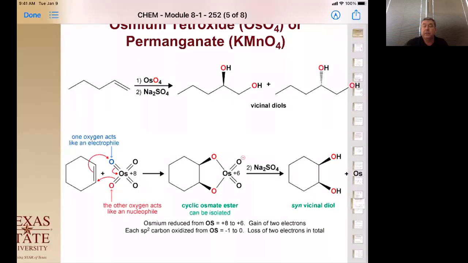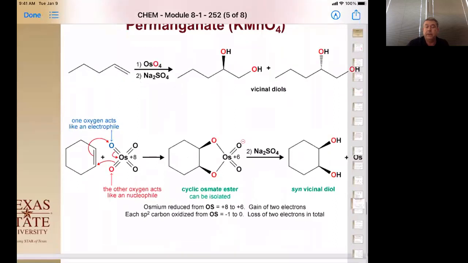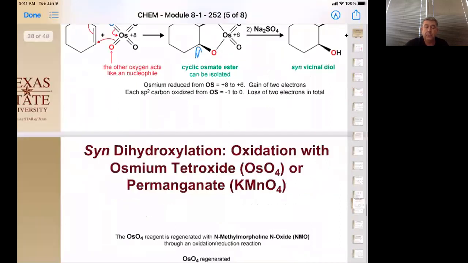All right. We've changed the oxidation state of osmium from +8 to +6, but we've changed the oxidation states of these carbons from -1 to 0. We've gone up in oxidation state.